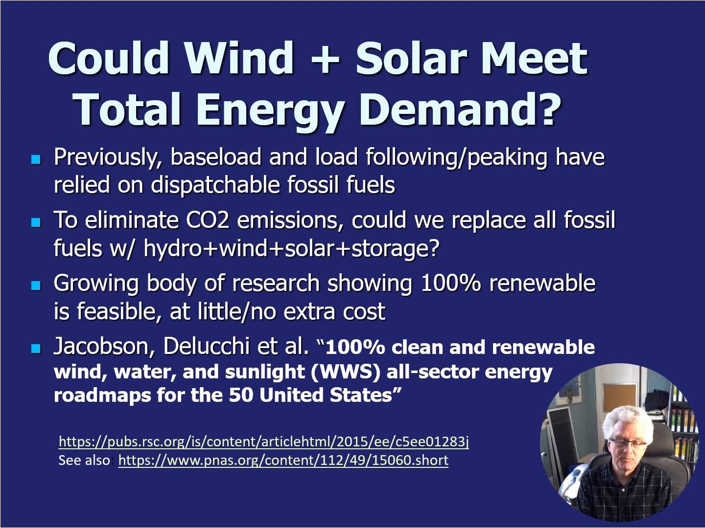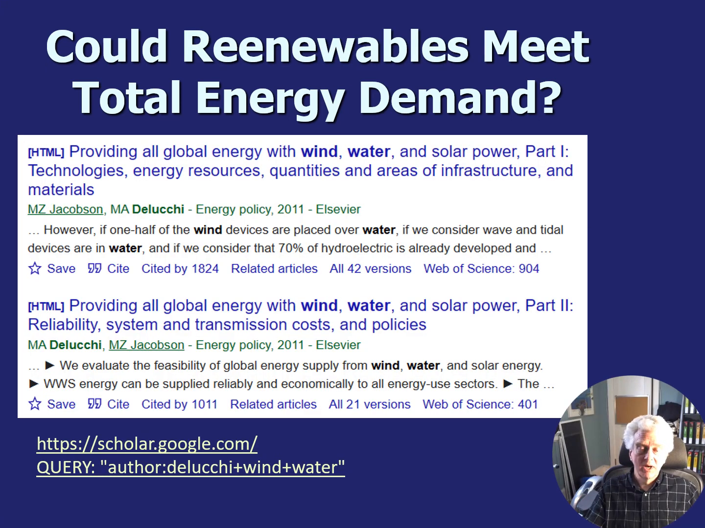So the article I'm going to talk about in the next slide, Jacobson and DeLucchi, is entitled 100% Clean and Renewable Wind, Water, and Sunlight, All Sector Energy Roadmap for the 50 United States. And there's links here. Then on the next slide, we'll see another link as well. So then we could ask, how far could we take this? Can renewables actually meet the entire total electricity demand for the whole world? And there's some excellent research on this from a couple of professors out in California, DeLucchi and Jacobson.